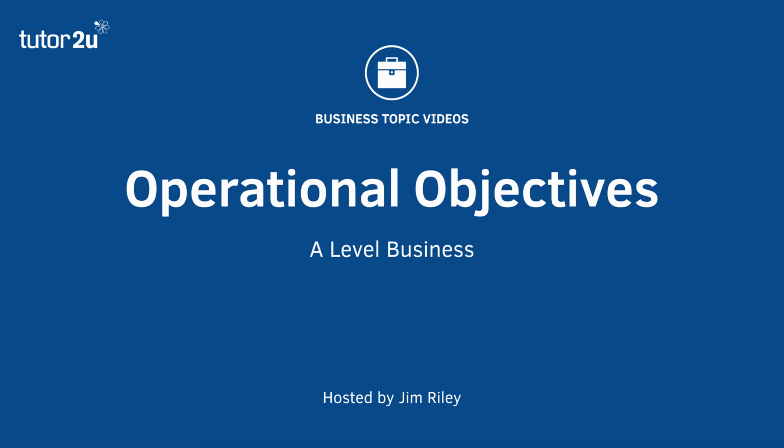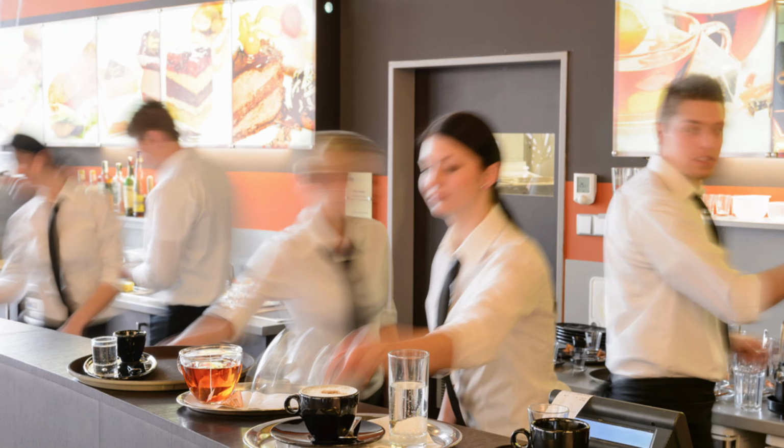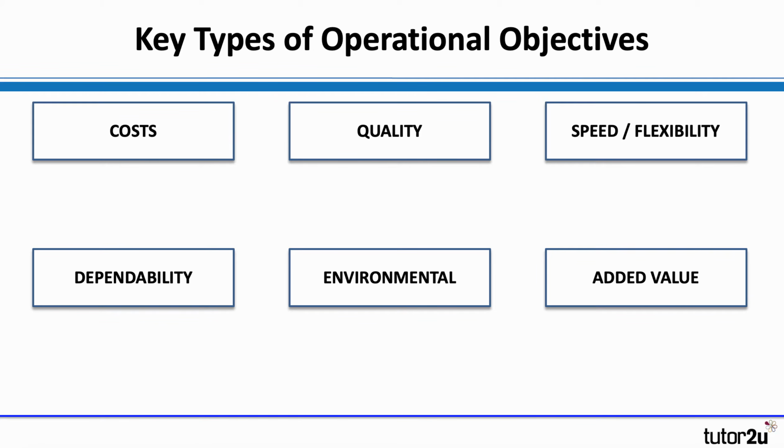Hi there. Let's take a look at the main kind of operational objectives that businesses may set. Don't forget, in business there are lots of different types of operation, from sophisticated complex manufacturing businesses all the way through to service sector businesses like restaurants. What I've done is I've just highlighted 6 key types of operational objectives.